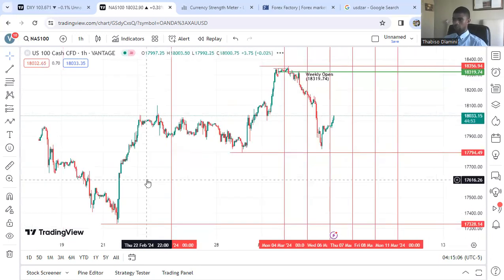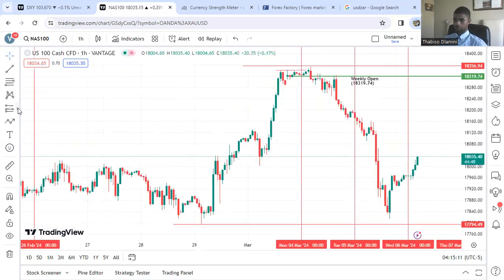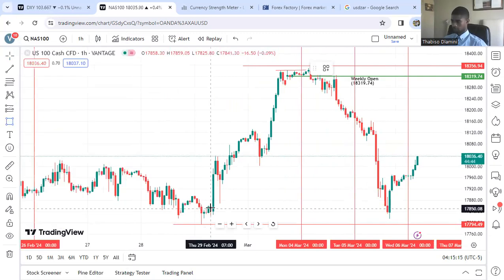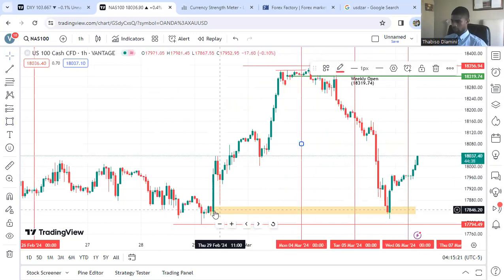One thing we also need to notice as we are learning the charts, smart money concepts, is that we can identify this order block. This is where price went back to. If we can clearly see, there's an order block there. Let's just mark the bodies.